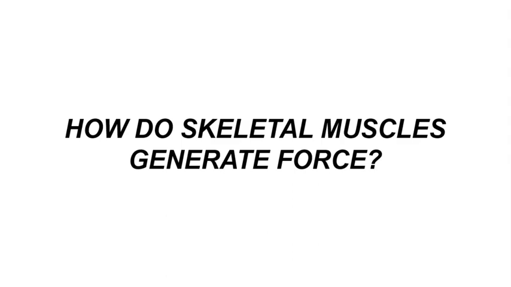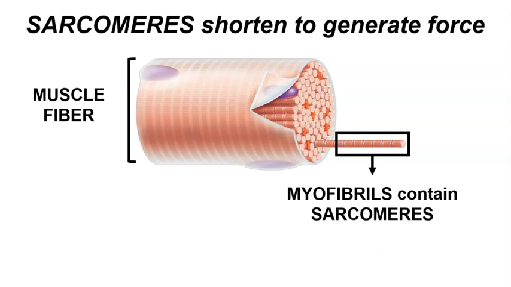Alright, so now that we know some basic anatomy of the skeletal muscles, the question that we will be addressing in this segment is how do skeletal muscles generate forces when they contract? So the answer to this question lies in the structures called the sarcomeres. And the sarcomeres are what shorten to generate force. However, we need to understand first, what is a sarcomere?